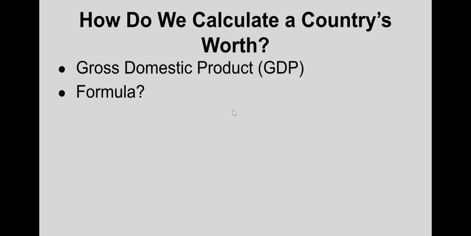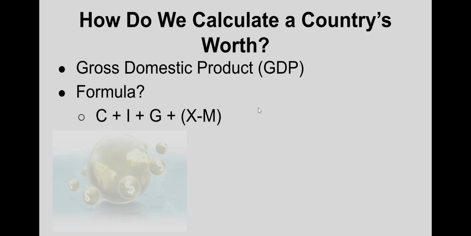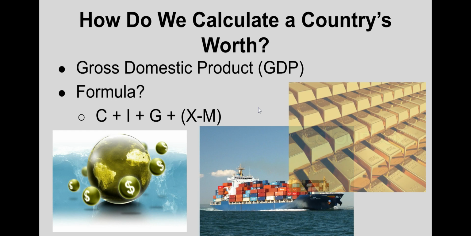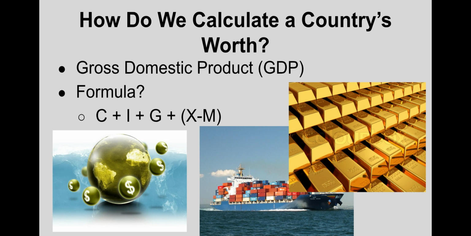So when you take gross domestic product, you're taking a look at what we produce in total as a country. All right. And the formula for it is C plus I plus G plus the difference of X minus M. Now, all of this is going to make more sense in just a minute. All right. And again, we're taking a look at the entire economy.